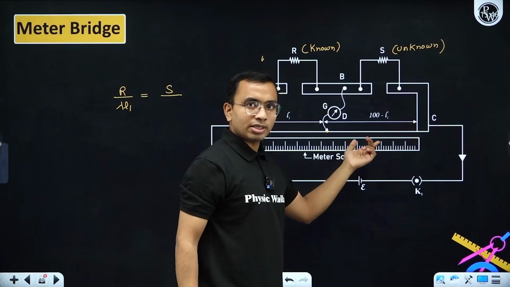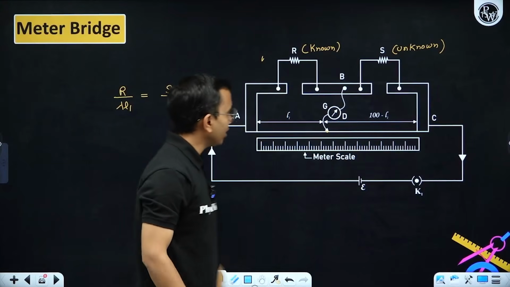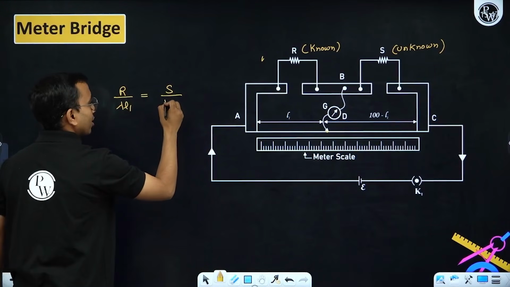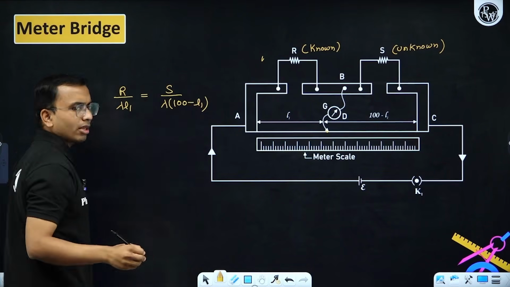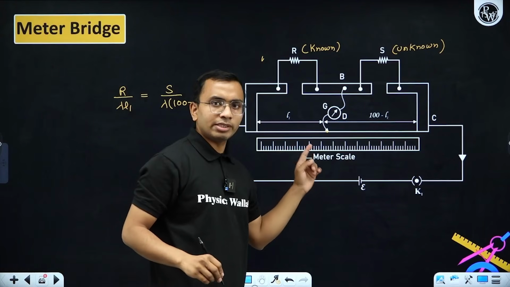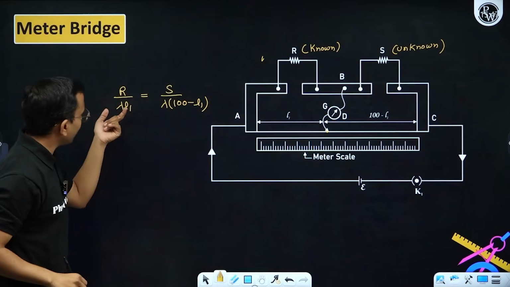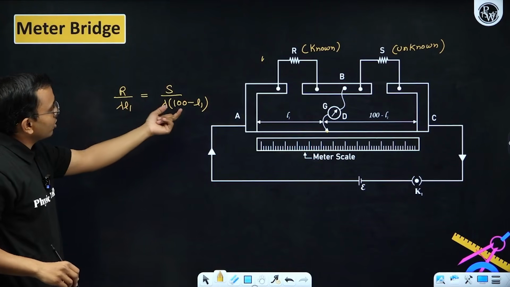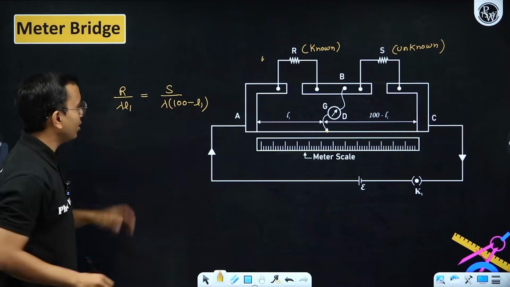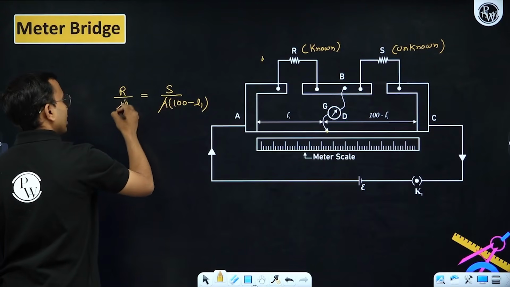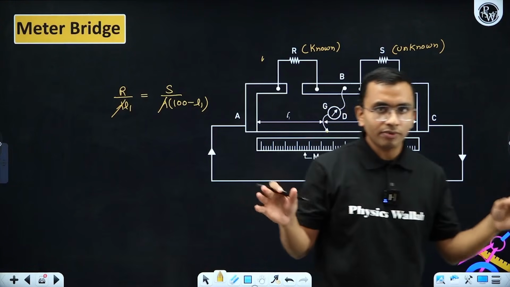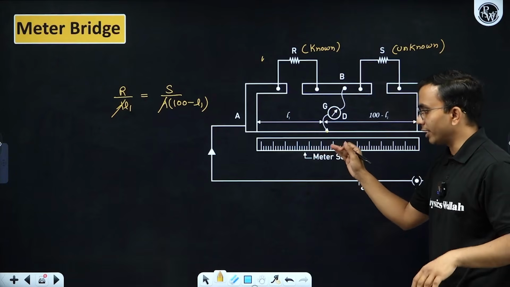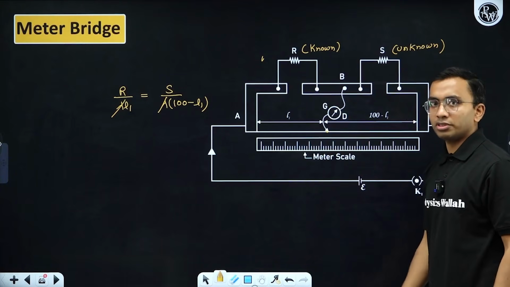How much is this resistance? Lambda into this length, so lambda into 100 minus L1. 100 minus L1, why? We are considering L1 in centimeters. So this is lambda into L1, and this length becomes 100 minus L1; lambda will get cancelled. From there I can find my unknown resistance. Just by seeing this length L1, I can very easily find the unknown resistance.